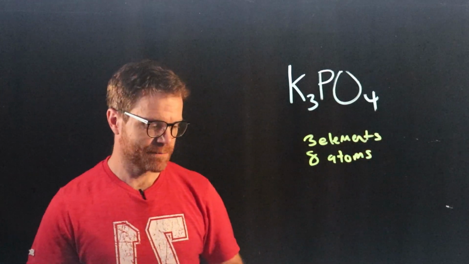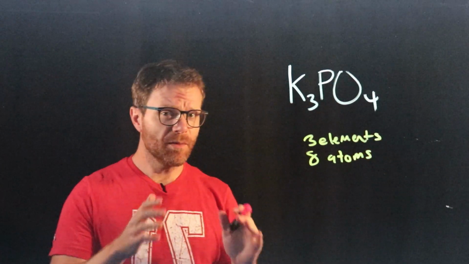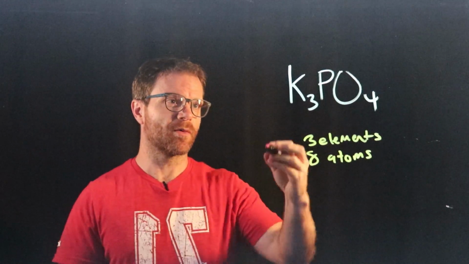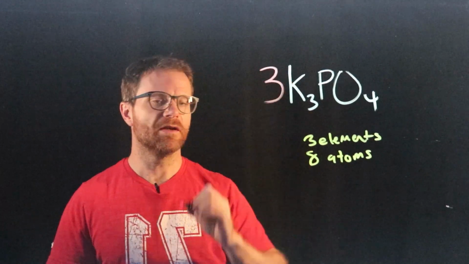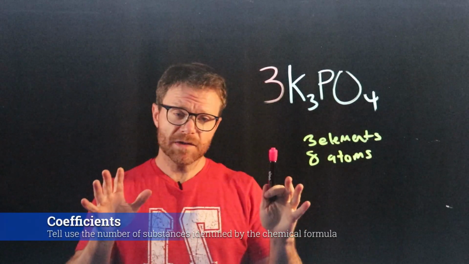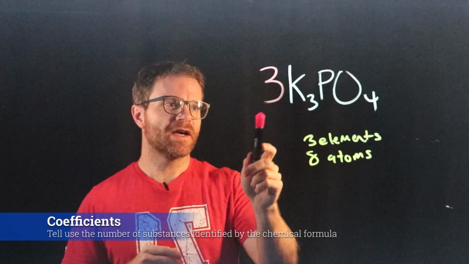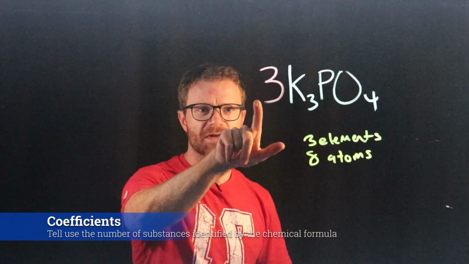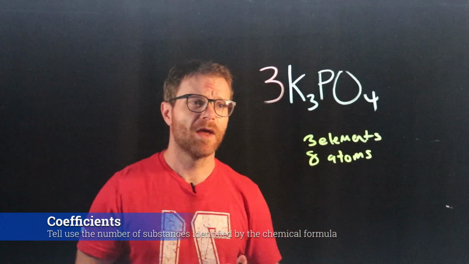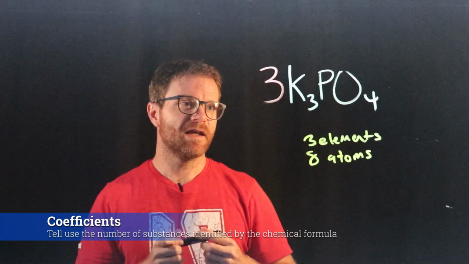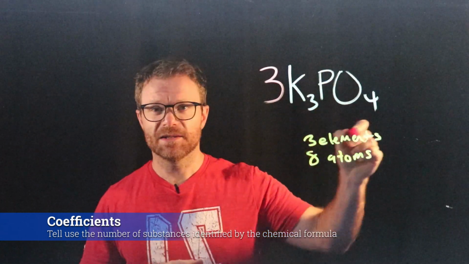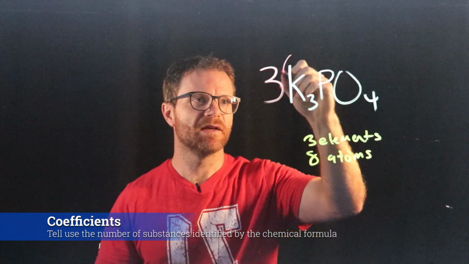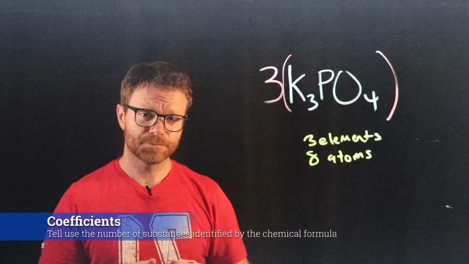but 8 atoms. Okay, now sometimes you'll see a coefficient in front of your chemical formula, like let's say there was a 3 in front here. And notice that this 3 is written as a full-size number. It's not a little subscript like these other 2 are. So coefficients in the front will be a full-size number. And what this is telling us is that instead of just having 1 potassium phosphate molecule, we have 3 of them. So 3 basically of this whole thing.